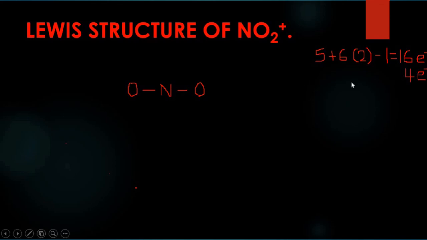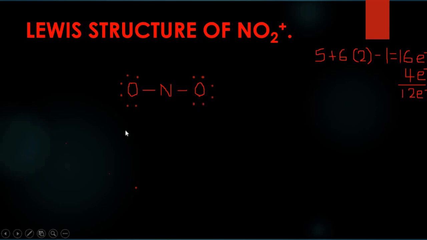And when we subtract it, the answer that we get is what we will use to fill the octet of the terminal atom. And if we can, we go on and fill the octet of the central atom. So when we subtract it, we have 12 electrons. So we use 12 electrons to fill the octet of the terminal atom. So now we fill the octet.